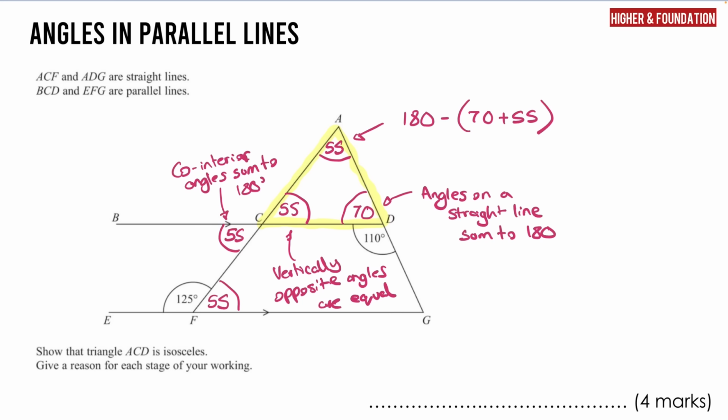Now you might want to write for something like this where it says show that it's an isosceles. You'd probably want to write some sort of explanation here along the lines of 2 angles are the same, and in an isosceles 2 angles are the same. Of course it's the base angles, but this one here is rotated on its side slightly. So there we go, 2 angles are the same, therefore it is an isosceles.